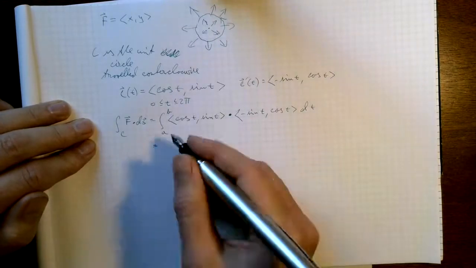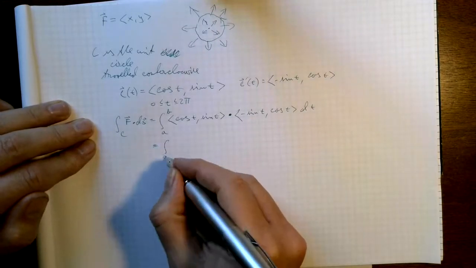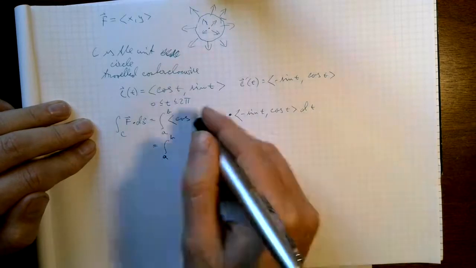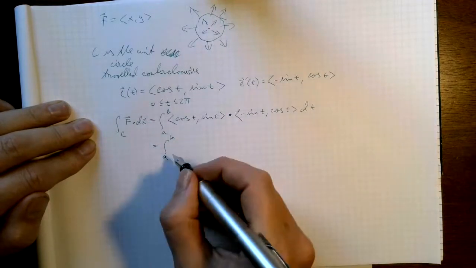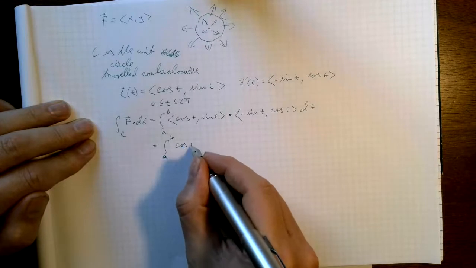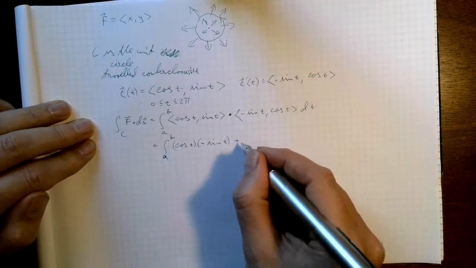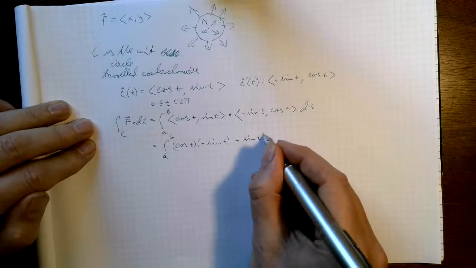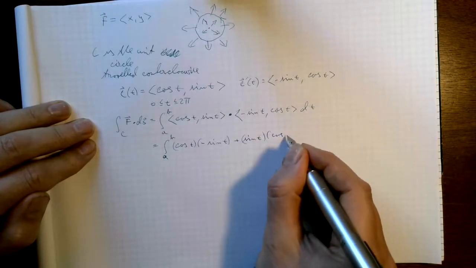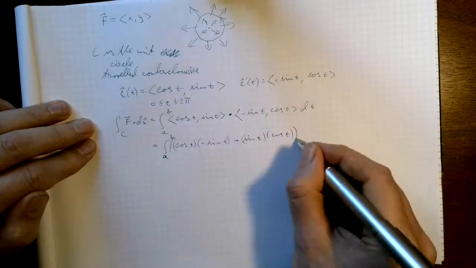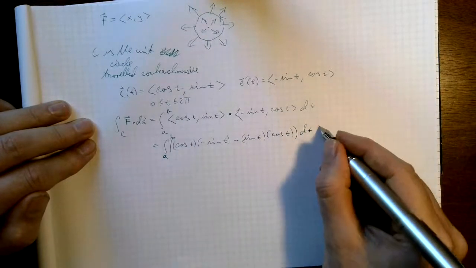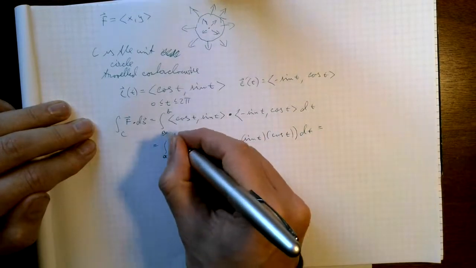Okay, so now if we do this, we have cosine t times minus sine t plus sine t cosine t dt, and sorry, not a to b, it should be 0 to 2 pi.